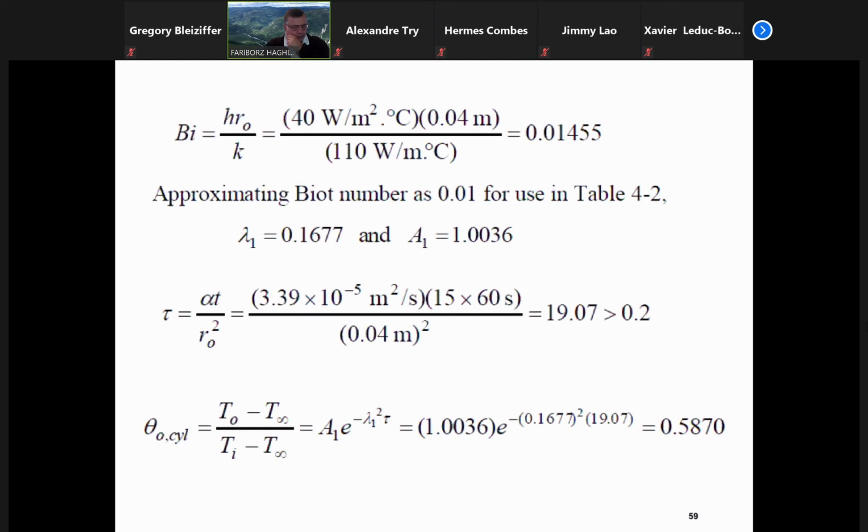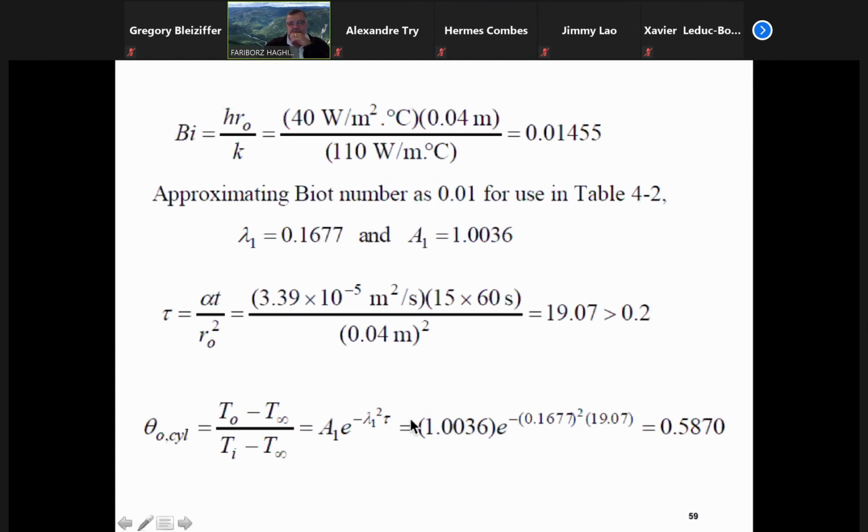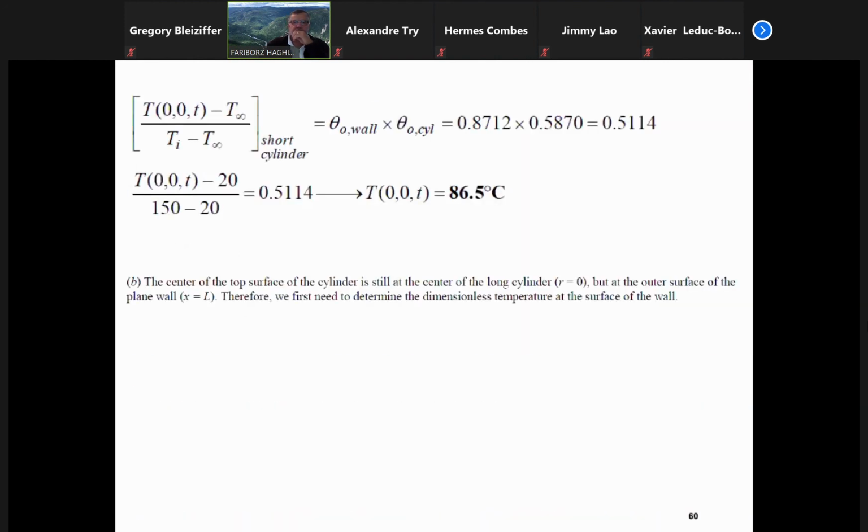Good then. If we find this ratio for the cylinder, and we find this ratio for the wall, then we multiply them together to find the temperature at the center of the short cylinder, at R equals 0, at X equals 0, at the time that we want. The time we want is the time that we place it here, after 15 minutes. After 15 minutes, the temperature will drop to that one.